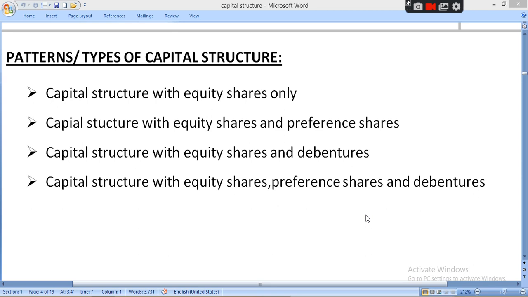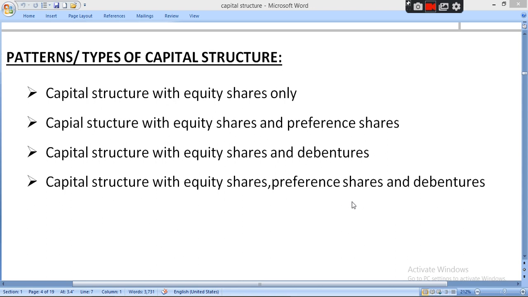So you have to design your capital structure in such a way that it will maximize the return and minimize the risk, clear. There are various types of capital structure: with equity share only, with equity and preference share, with equity and debentures, and with equity, preference and debentures. We've already discussed the first type, that is, capital structure with equity share only. Today we discuss equity share and preference share, and equity share and debenture. So you just have to give an overview, clear.